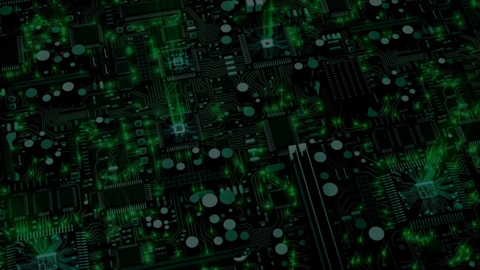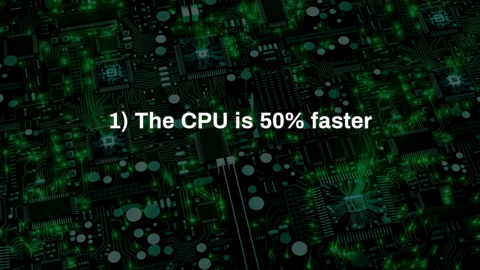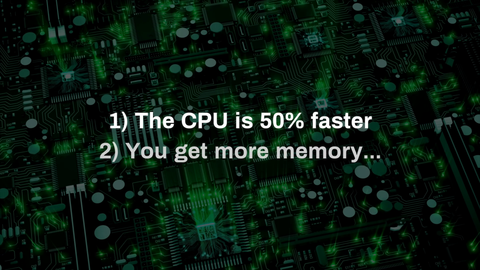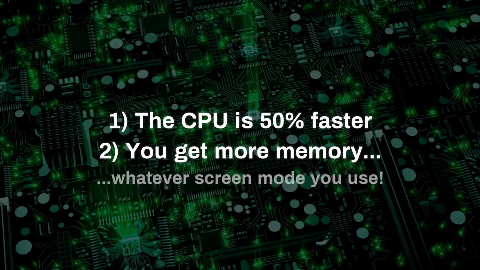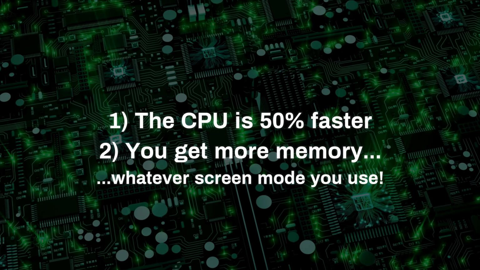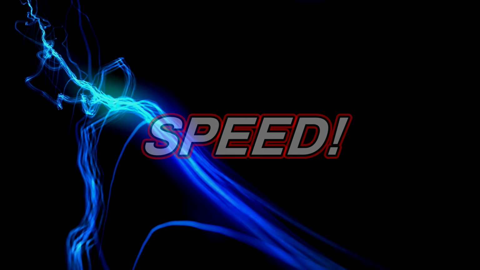There are two big advantages to using this system over a standard BBC Micro. One, the processor runs at 3 MHz rather than the 2 MHz of a standard machine. And two, you get more memory, and it doesn't matter what screen mode you use, which is a big deal on the BBC, as we'll see. First, let's look at speed.